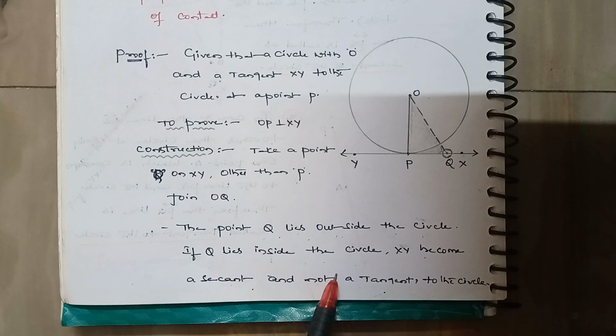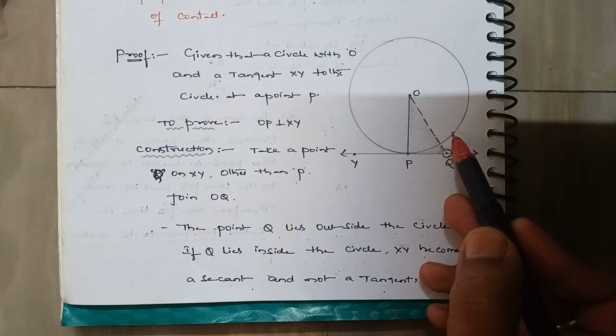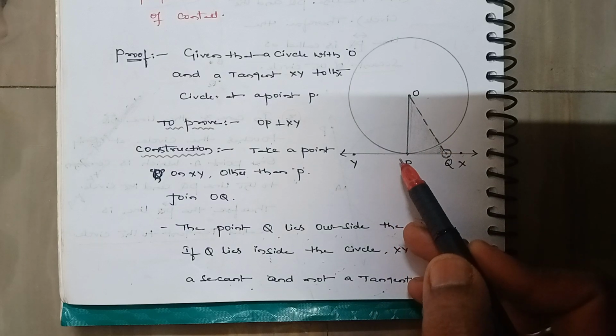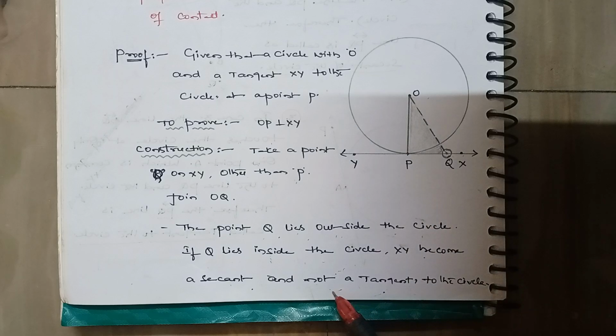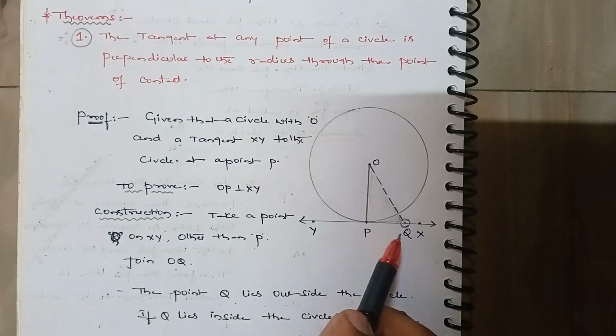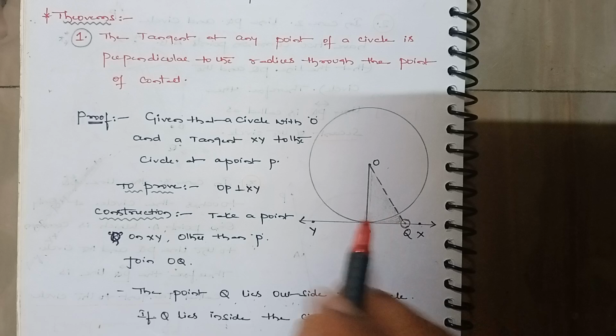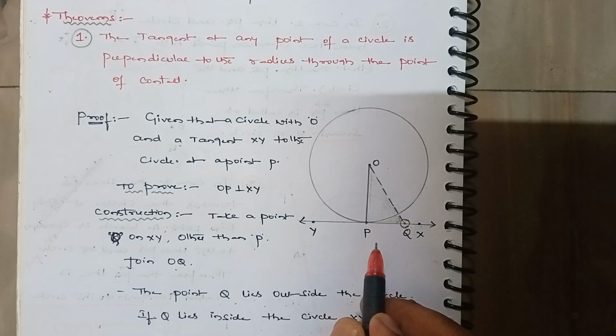If Q lies inside the circle, then it becomes the secant case, a secant but not a tangent. Yes or no? Then this OQ line segment is more than OP length. Yes or no? It looks like a right angle triangle, right?